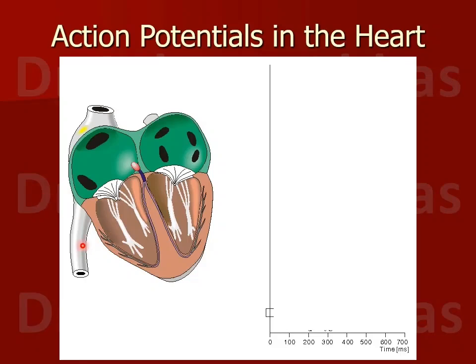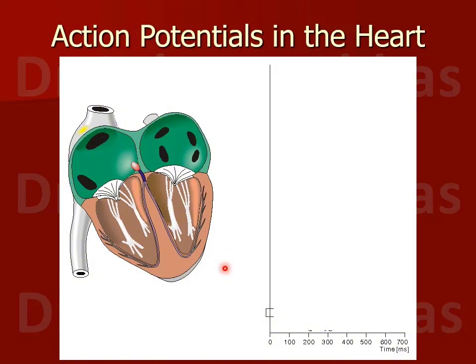And now finally we are going to see that the action potentials in different parts of the heart differ in shape. This is because different tissues, different cells of the heart, have different resting membrane potentials and different shapes of the plateau and different shapes of the action potentials. So let's see how they differ in shape.